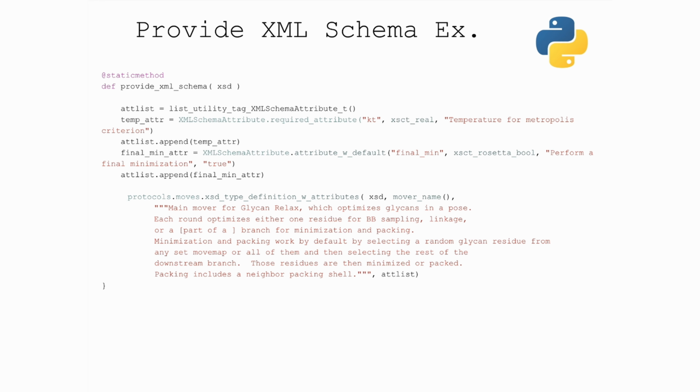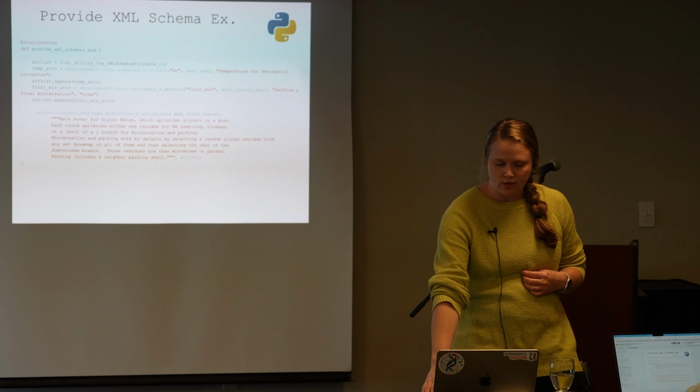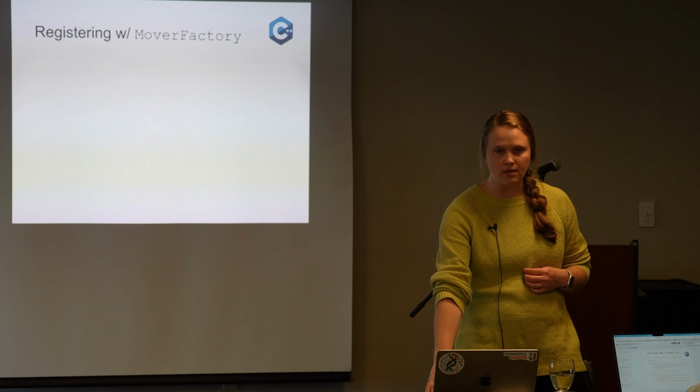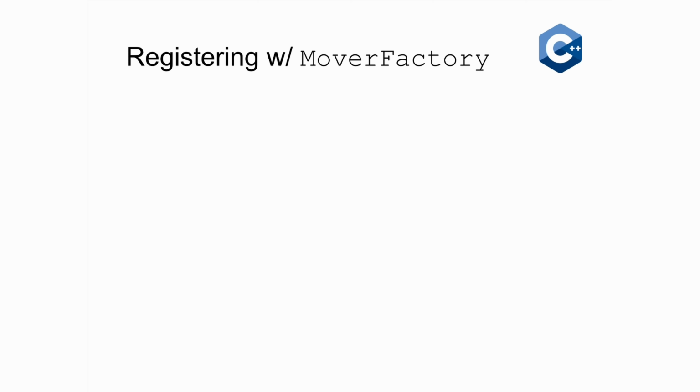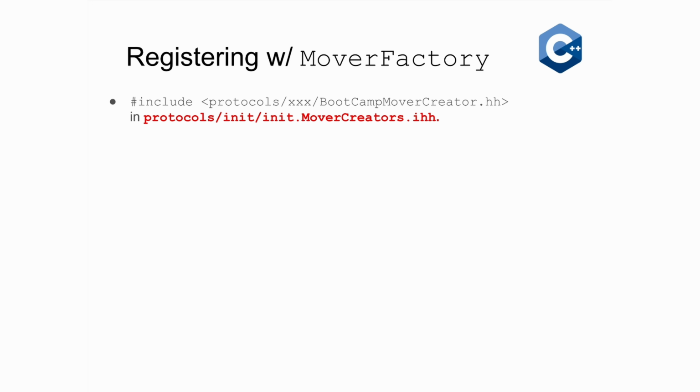And then if you have another attribute you want to add, this one is going to be an attribute with default. So you'll have to put the default value in there and then add that back. And then you're going to have, once again, the definition for the mover that you would want to appear for that documentation. And then how do we register with the MoverFactory?